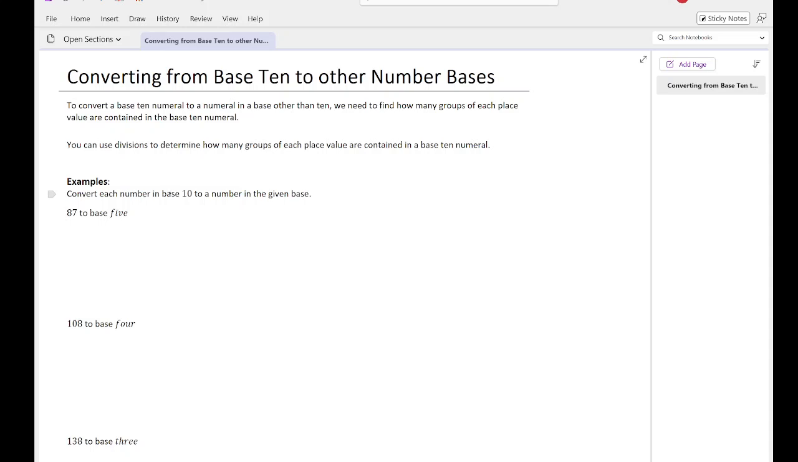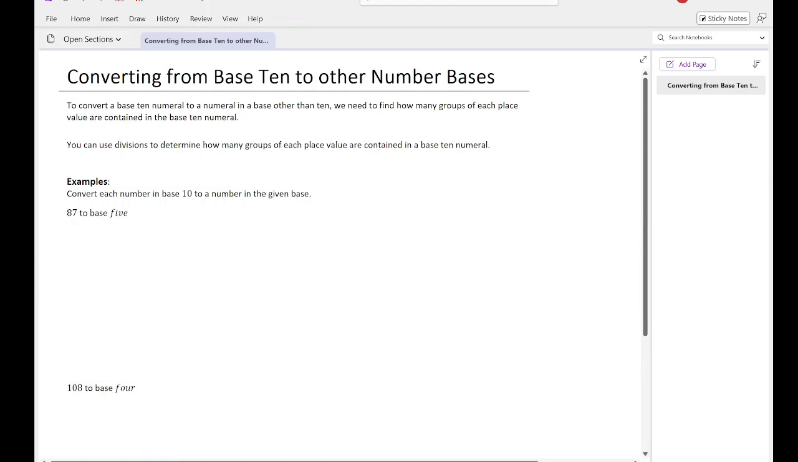Convert each number in base 10 to a number in the given base. So we're going to convert 87 to its equivalent in base 5. Since we're working with base 5, we're going to use powers of 5. The first thing I'm thinking of is what power of 5 can get me as close to 87 as possible without exceeding it. That would be 5 squared, which gives me 25, because 5 cubed is 125. So I'm going to use 25.